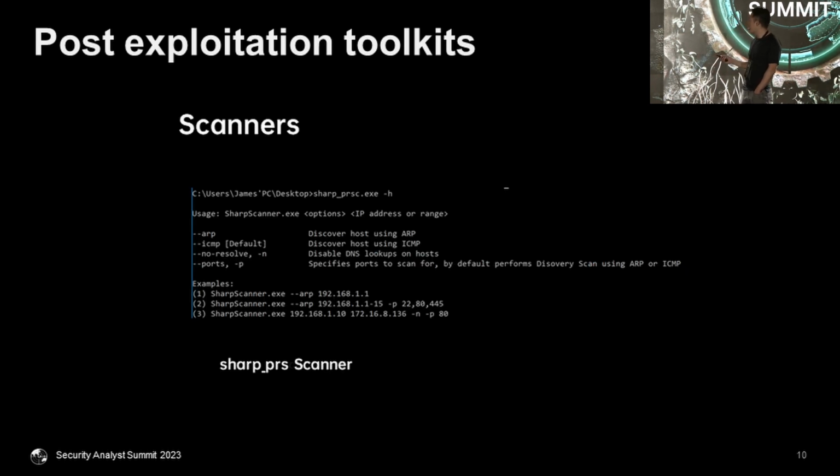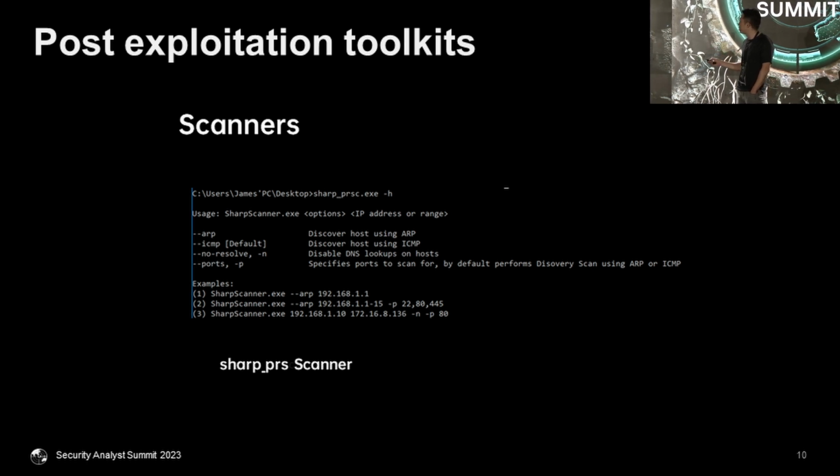The third type is scanners. We found a tool called SharpRPScanner, and from the picture we can see that it can be used to do an SMB scan or an ARP scan. We guess this tool is used in the internal environment to scan the network environment.